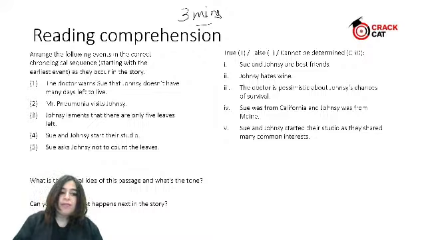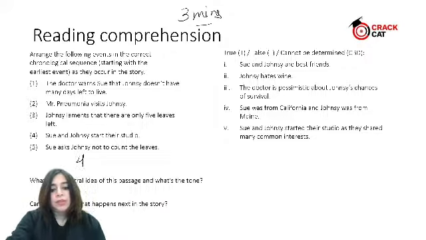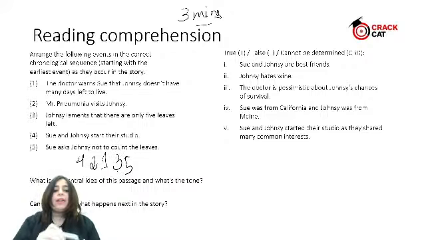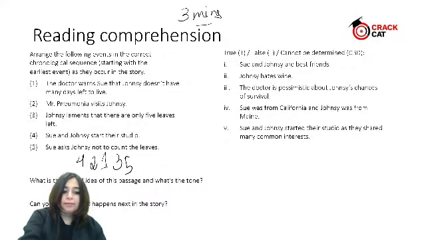I think the very first thing would be that Sue and Johnsy start their studio, and then Mr. Pneumonia visits Johnsy, and after that, the doctor warns Sue that Johnsy doesn't have many days to live, and then comes how Johnsy laments that there are only 5 leaves left, and then comes the fact that Sue asks Johnsy not to count the leaves, right?